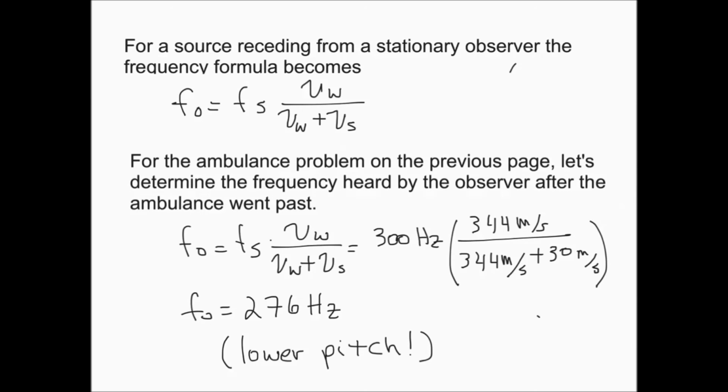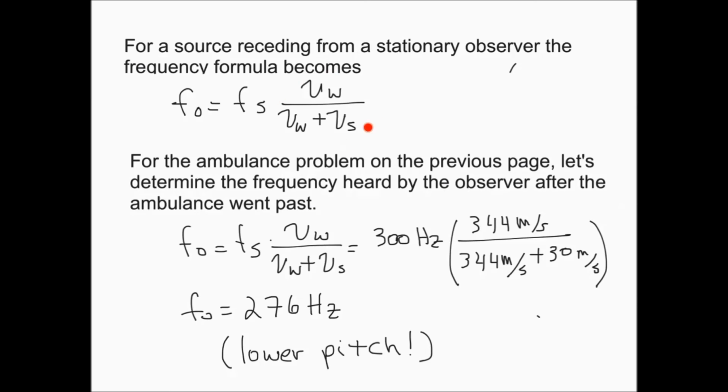So for the case of the source receding from a stationary observer, the frequency formula becomes this. Instead of a minus sign like I had before, there's a plus sign. We won't rederive it, but this is the formula for a receding source, where we plug in the positive speed and have a plus sign between the speed of the wave and the speed of the source. And so for the ambulance problem on the previous page, let's determine the frequency heard by the observer after the ambulance went past. So now the ambulance is going away from the observer.